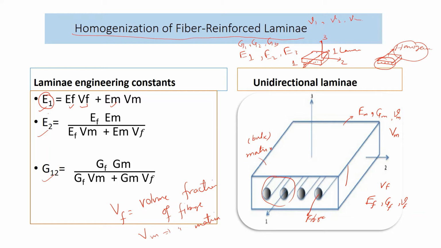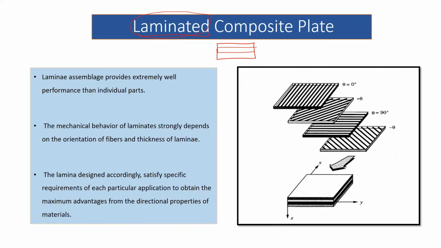But we have to make a composite structure in such a manner that it can take load in any direction, so we have the stacking sequence. One direction is here, where the fibers are oriented in this direction. The second, we can see, is some plus theta direction, which may be 30 degrees, 40 degrees, or 45 degrees, any angle.